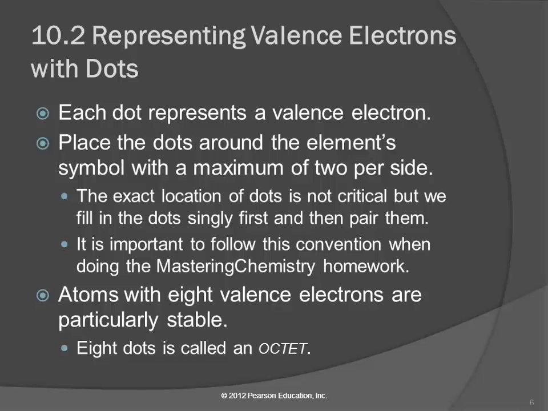So each dot represents a valence electron. And when you're drawing them on paper, make sure that you make them big enough that you can see them. We place the dots around the element symbol with a maximum of 2 per side. The exact location isn't critical, but we do put them by themselves first and then pair them up. And especially when you're doing the Mastering Chemistry homework, it's really important to follow that convention.